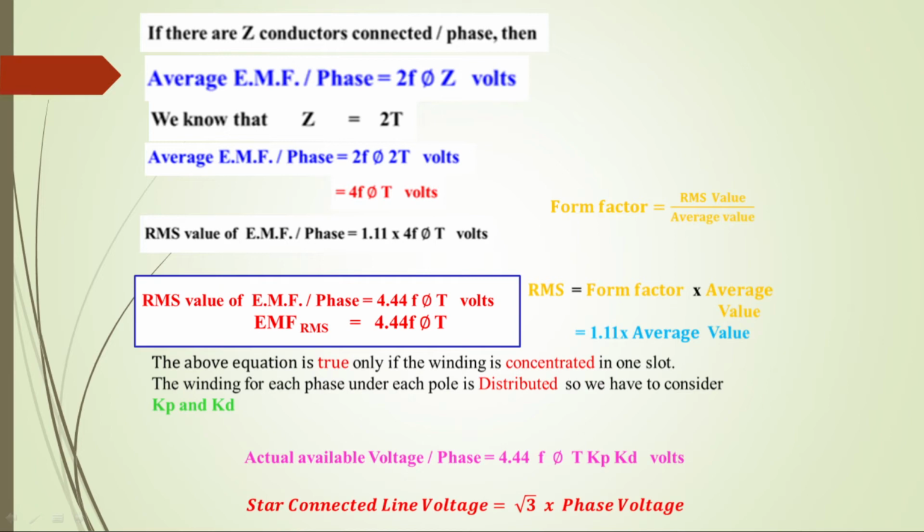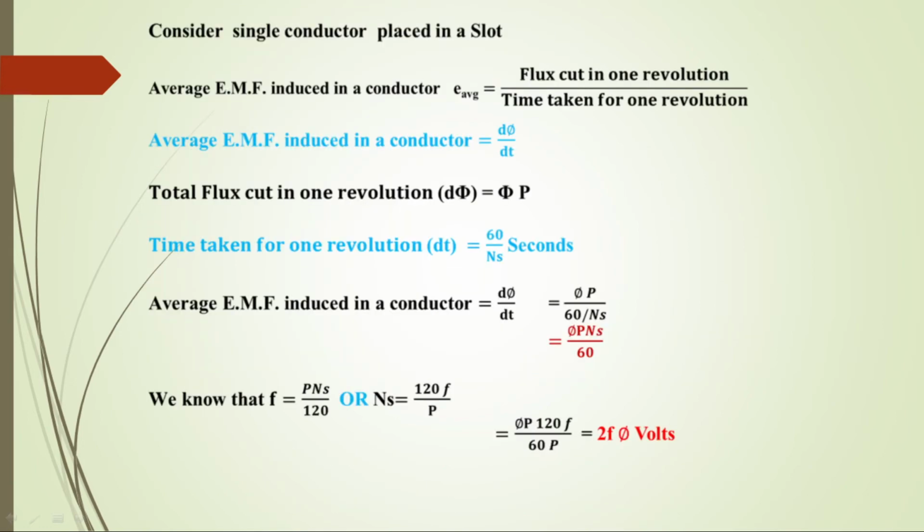So this equation will be true only if the winding is concentrated in one slot. If the winding for each phase under each slot is distributed, then we have to consider Kp and Kd also. If concentrated winding is there, then we can use this equation, or if distributed winding is there, we have to consider Kp and Kd also. So actual available voltage per phase is 4.44 f phi T Kp Kd. Star connected line voltage, that is for star connection, line voltage is root 3 times phase voltage.